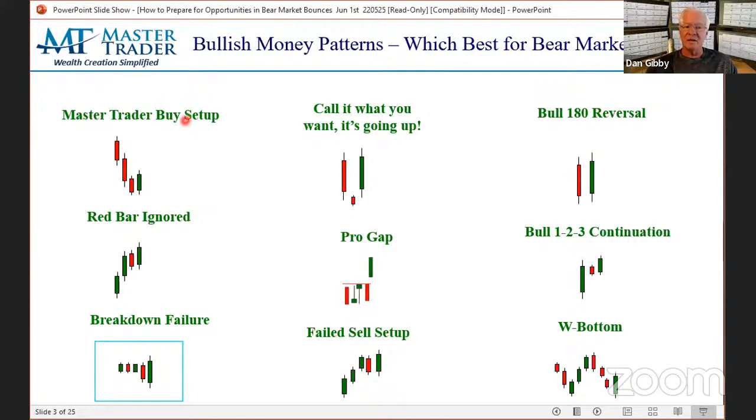And the reason I say that is because a master trader buy setup is a controlled pullback in an uptrend. So it's not that one. Red bar ignored, it's a continuation pattern. I'm really not interested in much as a continuation as I am the shock pattern at the low.